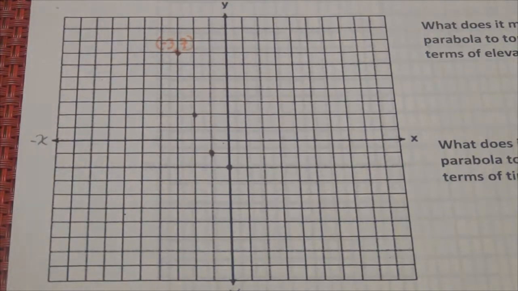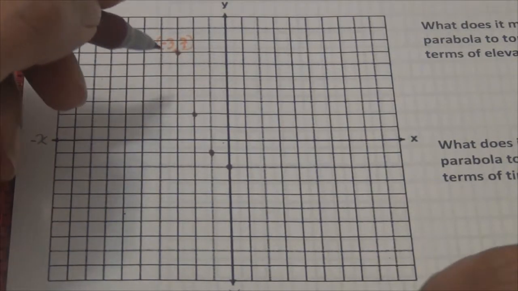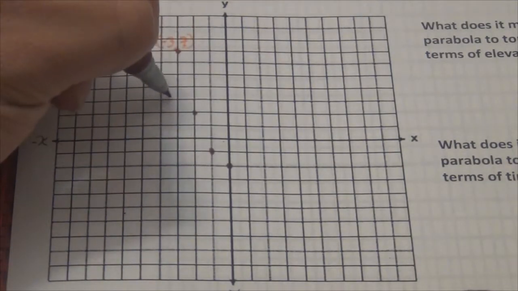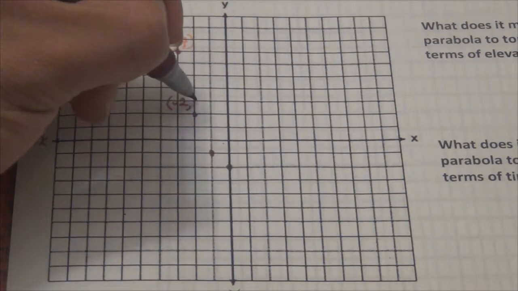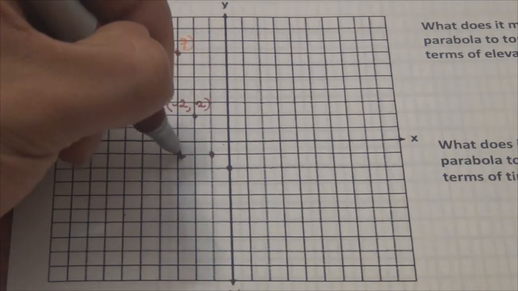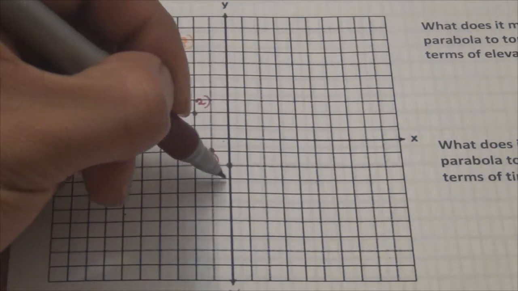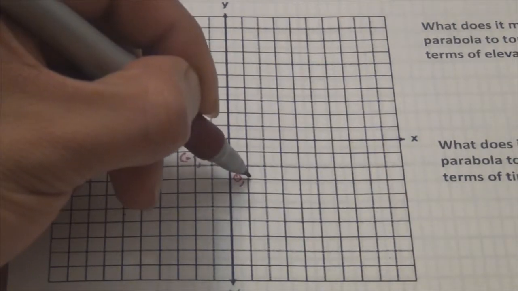I'm doing this because I need you to actually learn how to plot the points. And it's not a bad idea to label them. For example, this one was -2, 2. This one was -1, -1. This one was 0, -2.